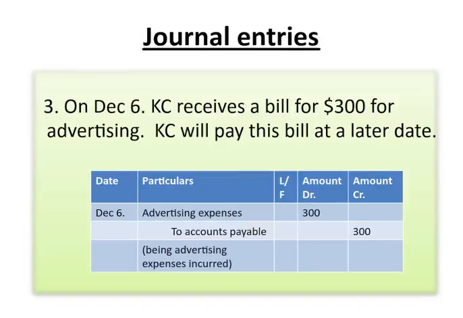On December 6, Casey receives a bill for 300 rupees for advertising. Casey will pay this bill at a later date. He doesn't want to pay this bill now, but he has to pay. So how will he record this transaction? An expense has been incurred, advertising expense, but he is not paying the bill yet. So advertising expense 300 to accounts payable. He has yet to pay, so it is his liability.